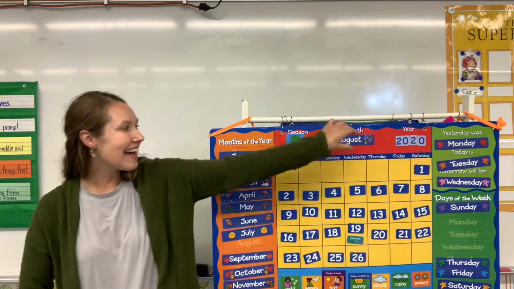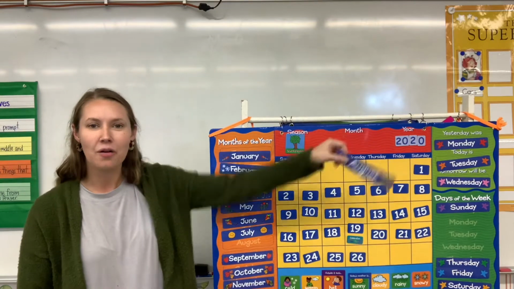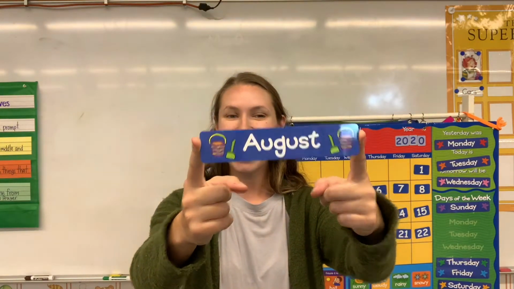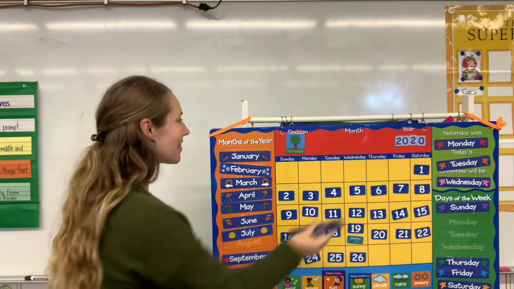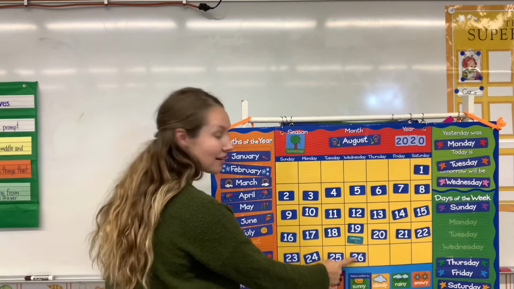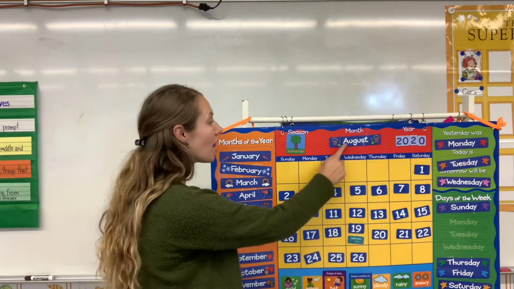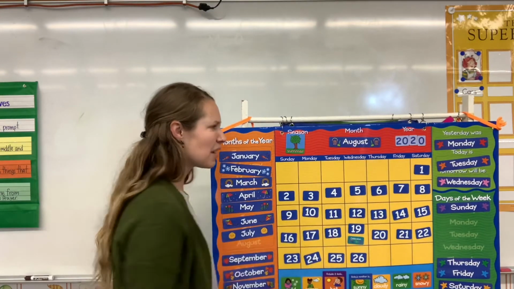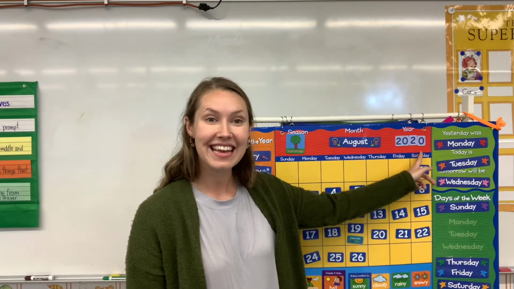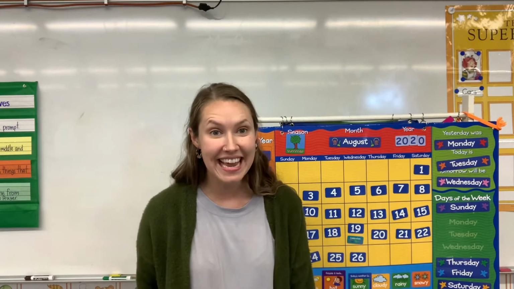Nice work, you guys. What month are we in right now? We're in the month of August. So now we know that it is the 26th day of August. And what year are we in? 2020. So now I think we're ready to write the date.